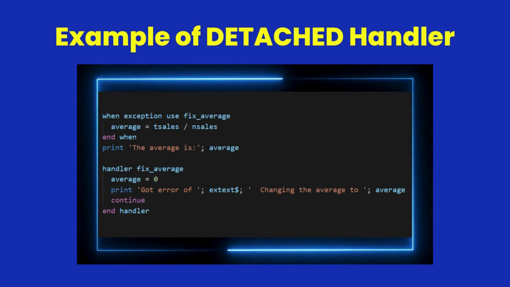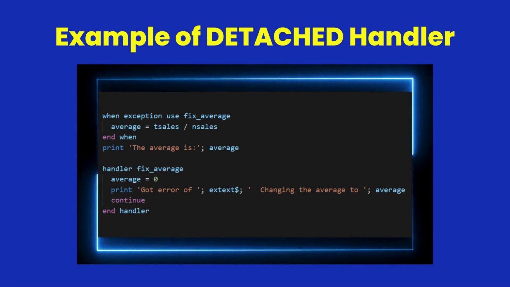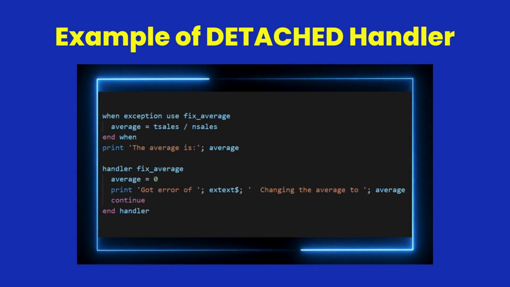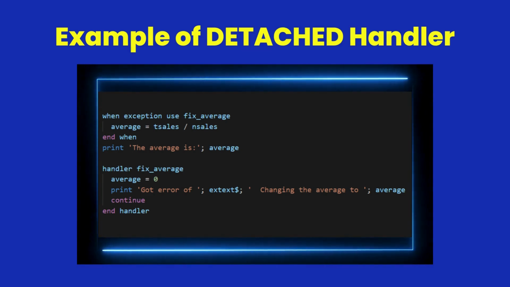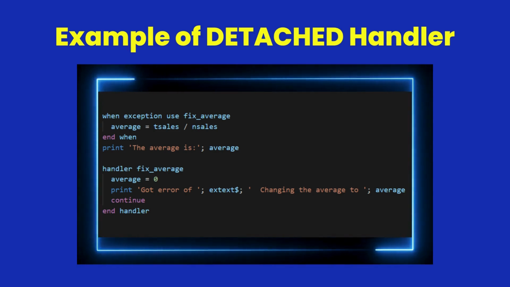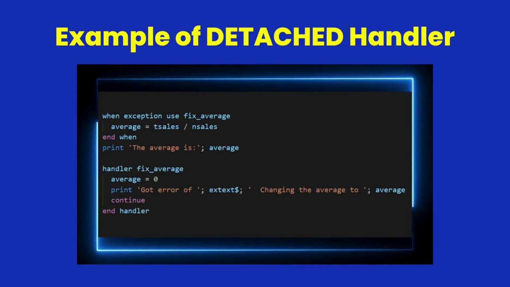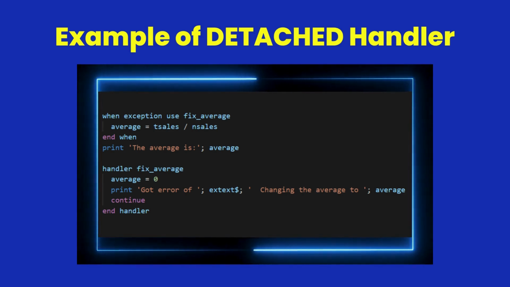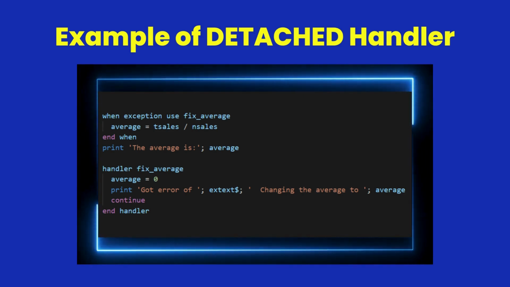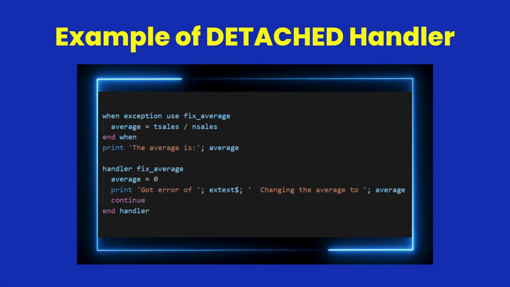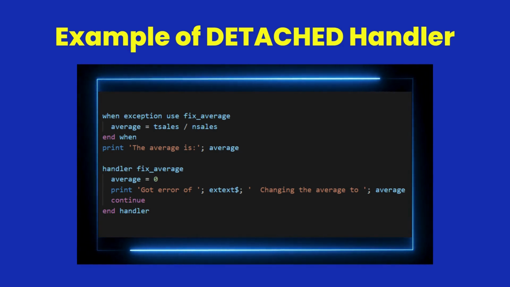Handler routine, the fix_average routine handles any exceptions that occur. Exception handling, if an error occurs, fix_average sets average to 0, prints an error message, and continues execution. This approach allows for organized and centralized exception handling, making your code easier to manage and debug.